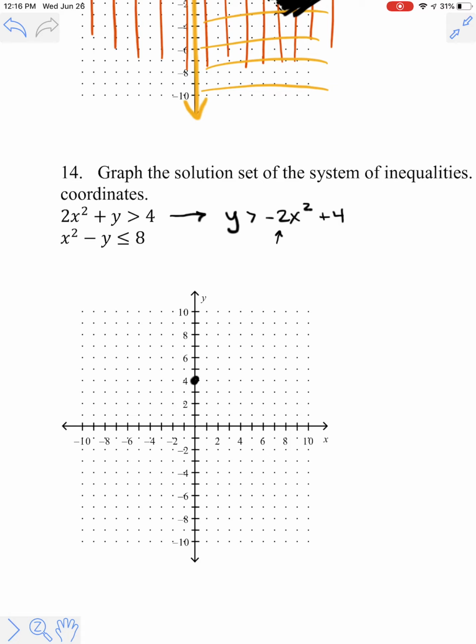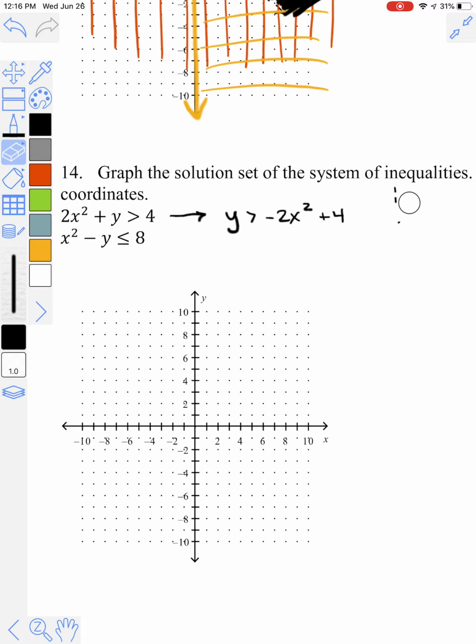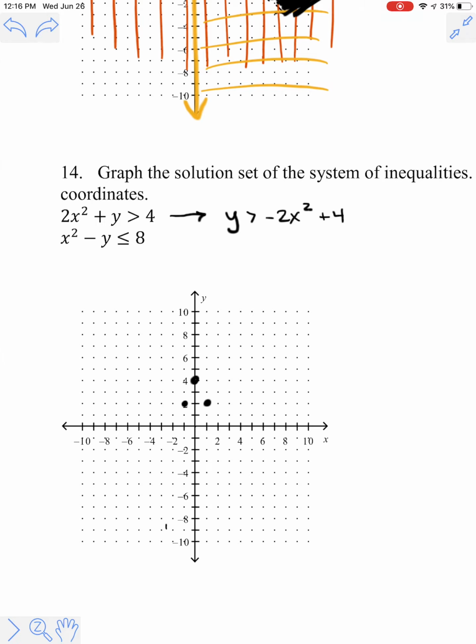What I'd recommend is just plotting some quick points. When x equals 1, for example, then we get negative 2 plus 4, which is 2. So I know that (1, 2), because of symmetry, there's also a point there. Now, this is greater than and not greater than or equal to, which means it's going to be a dotted parabola.